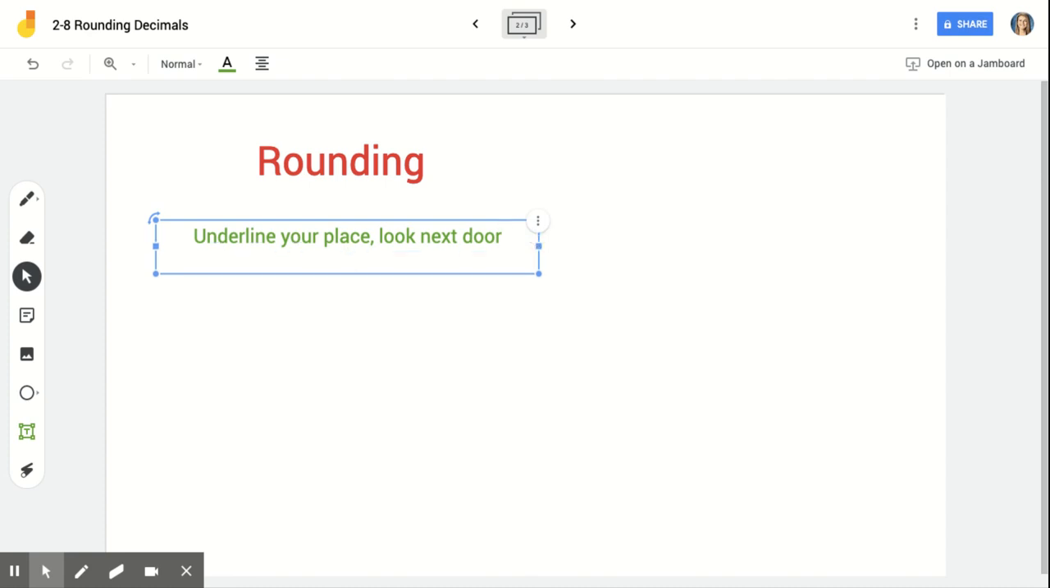And then the next line is 5 or greater, add 1 more. 5 or greater, add 1 more.